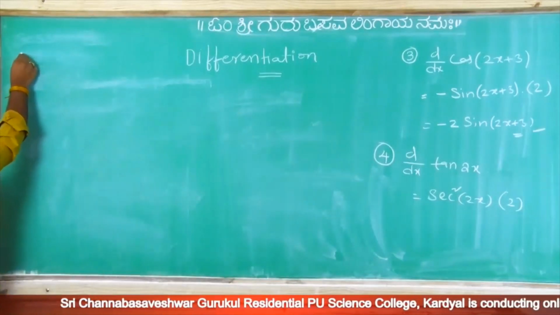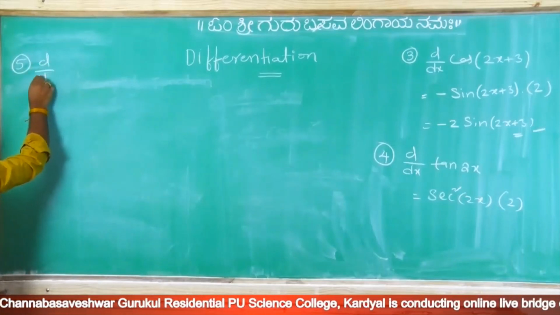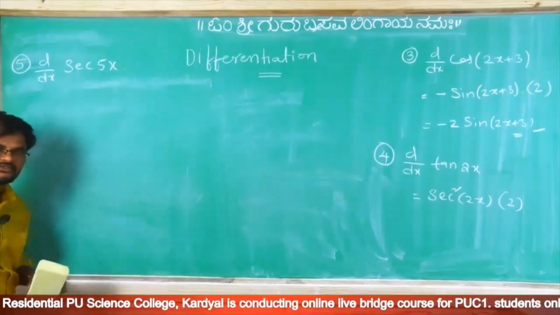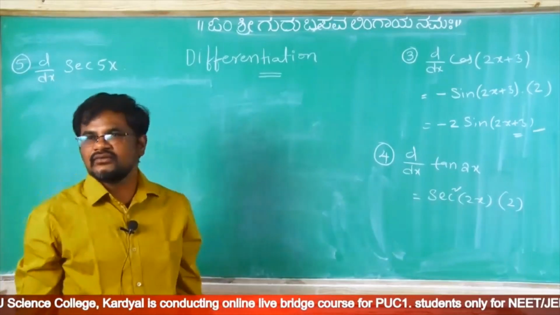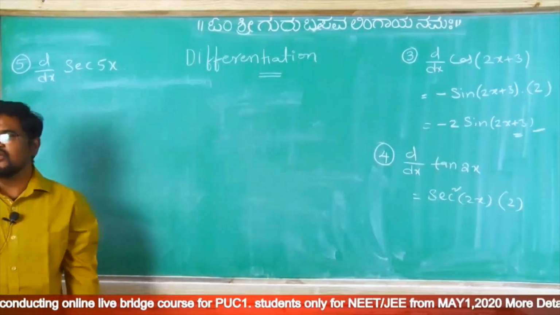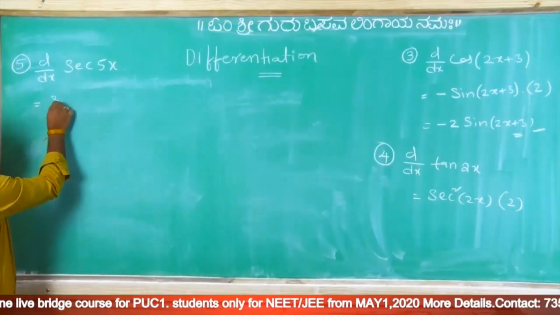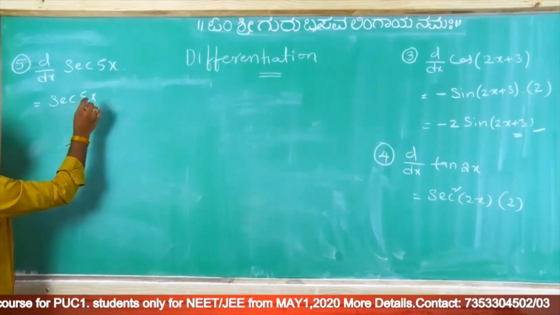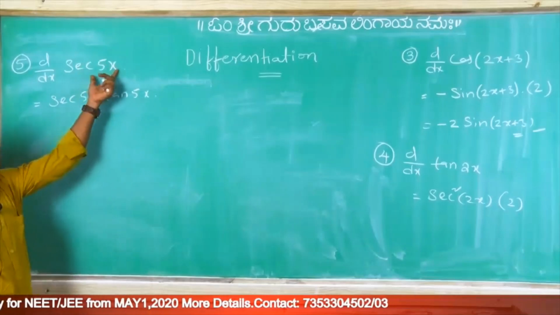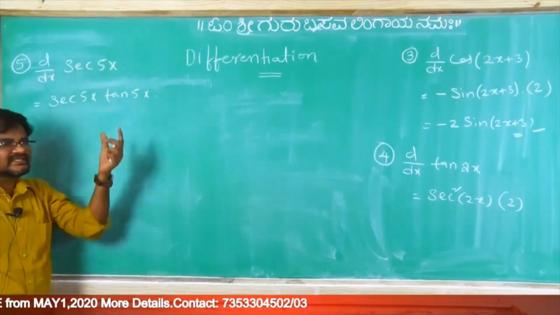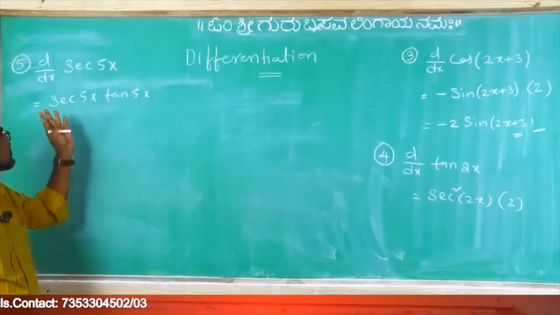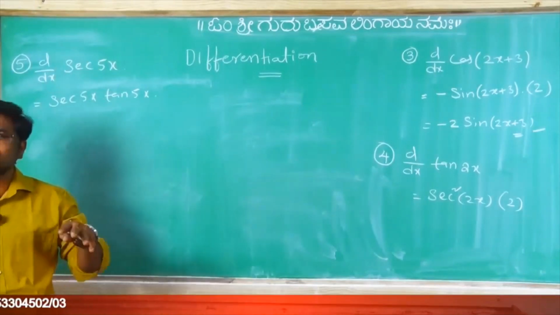Next one is d by dx of secant 5x. What is the differentiation of secant x? Secant x into tan x. So that is equal to secant of 5x and tan 5x. What are we doing here? In secant 5x, we treat this 5x as one single variable x. Now the differentiation of secant x is secant x into tan x.